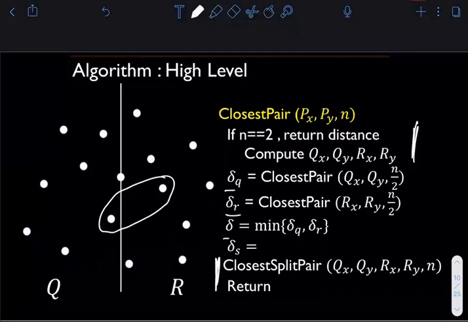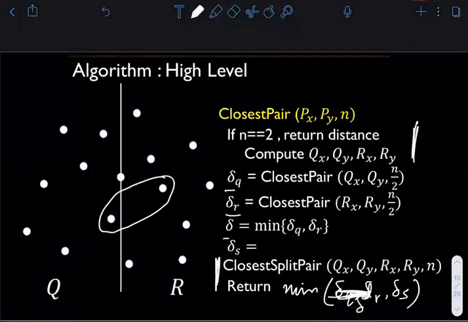After I compute this, what should I return eventually? What should the closest pair routine return? These are simple things, but it's good to make sure that we understand everything. What should we return now after we have computed delta S? I return the minimum of the three quantities: delta q, delta r, and delta S. Or sorry, it can be just the minimum of delta and delta S. It's the same thing.